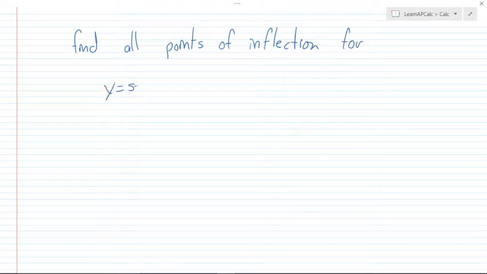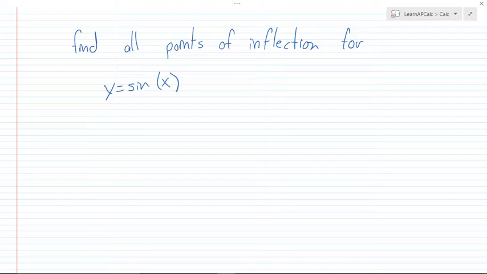Find all points of inflection for y equals sine x. Okay.